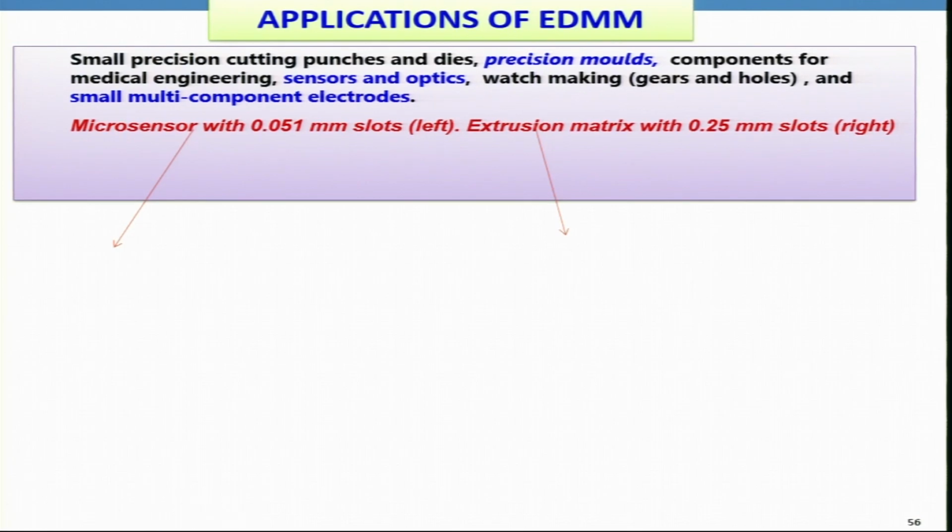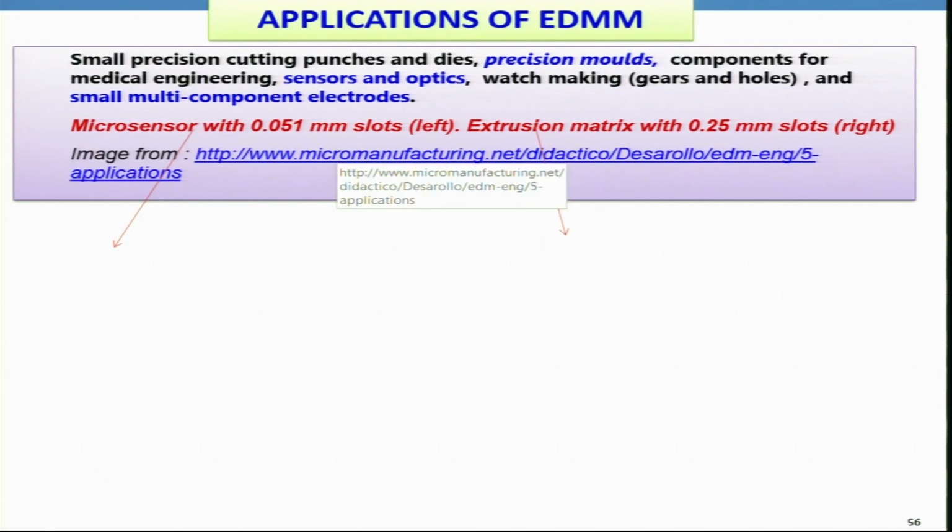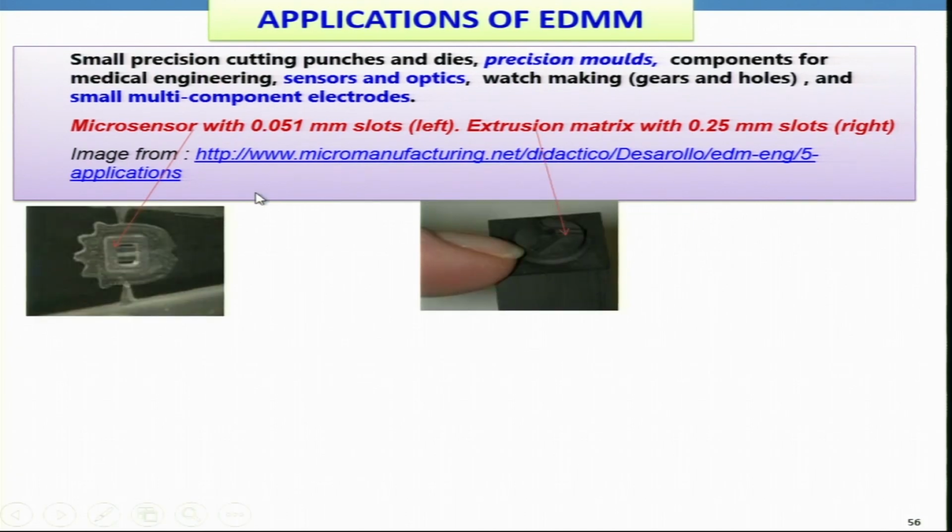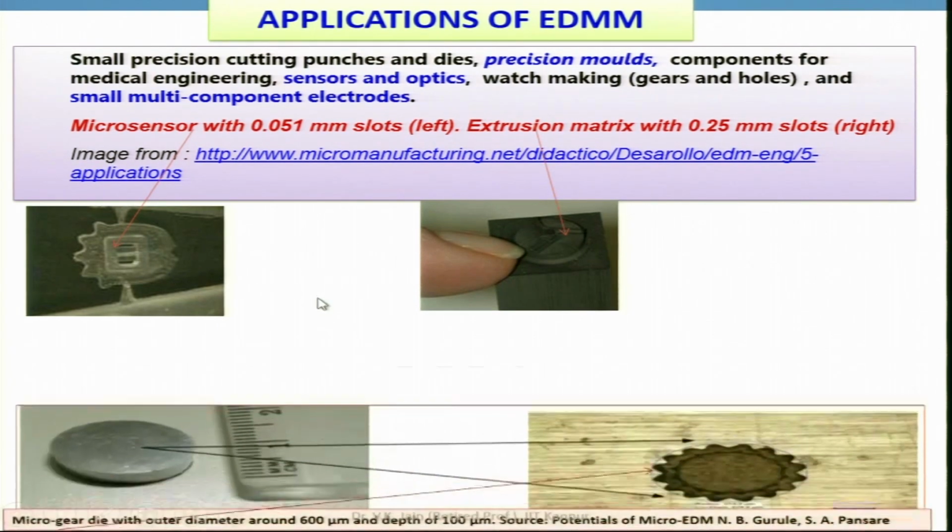Microsensors with 0.051 millimeter, that is 51 micron slots, and extrusion matrix with 0.25 millimeter slots. They are shown over here, as you can see. This is the one with the microsensor, and this is the one with extrusion matrix of 250 micron slot. They are shown over here, and this sensor is over here.